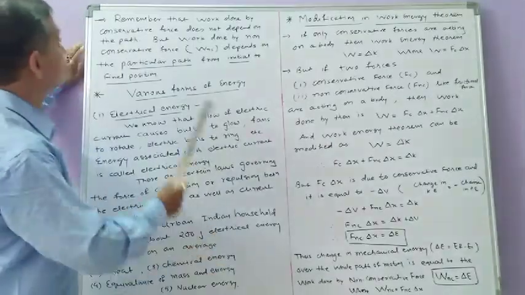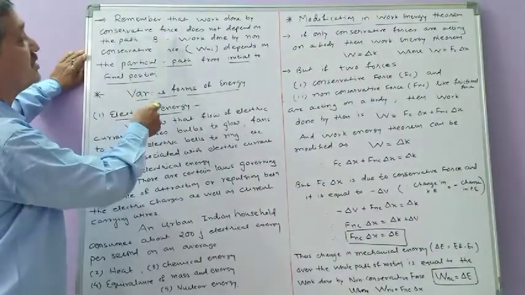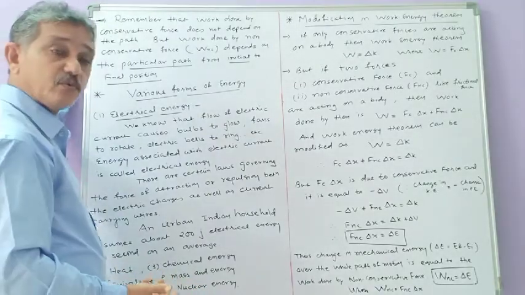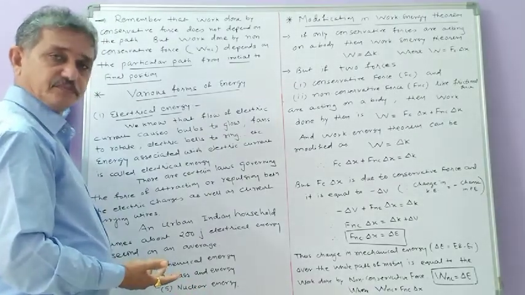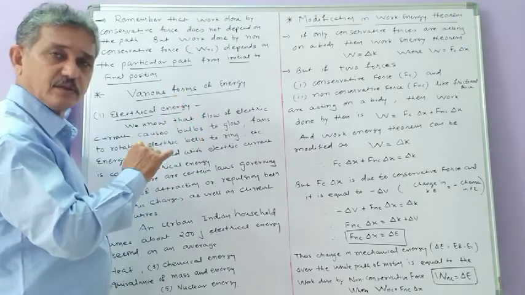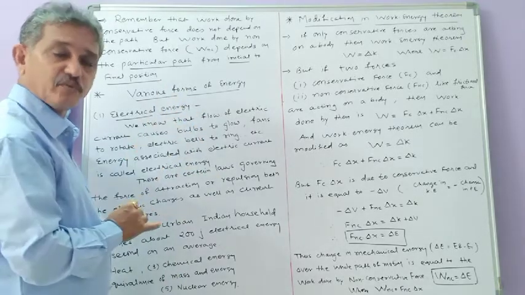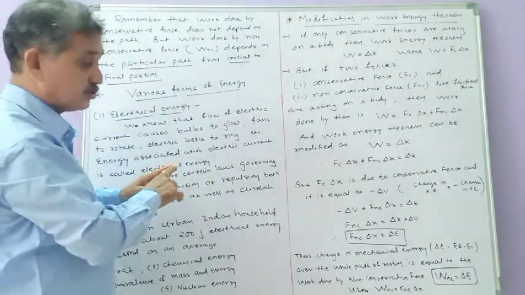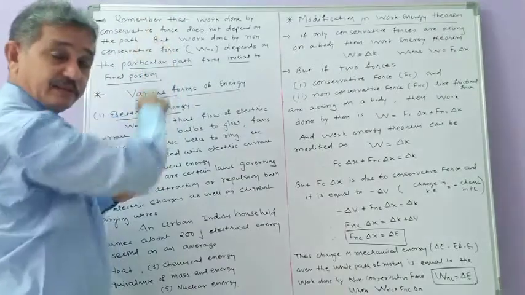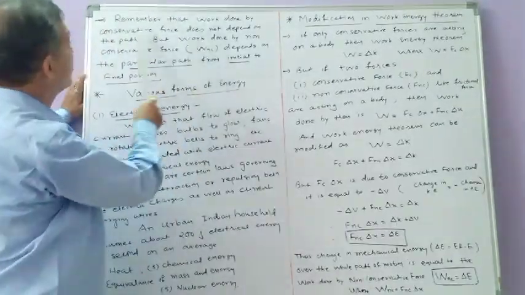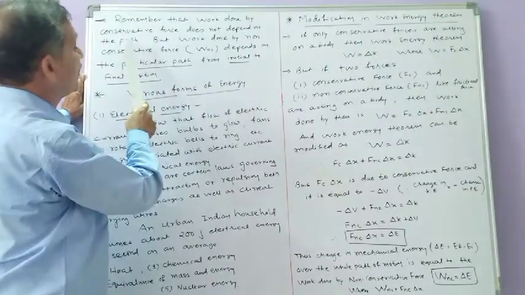But we remember the work done by conservative force, we have studied that. What was the conservative force? Conservative force is the force for which the work done does not depend on the path along which the particle is moving. Whether the particle is moving along a straight path, coming straight down, or going along a curved path and then coming down, it does not depend on the path. The work done by conservative force does not depend on the path.